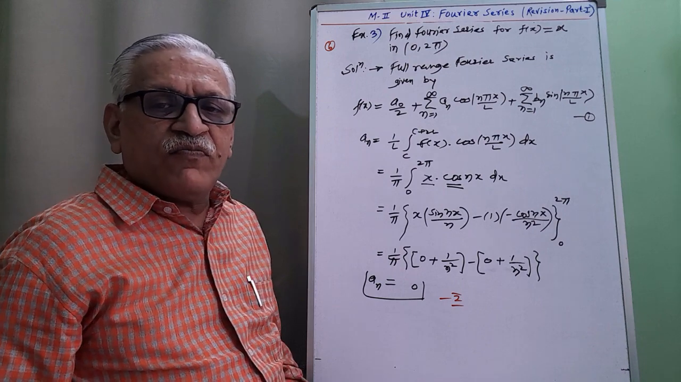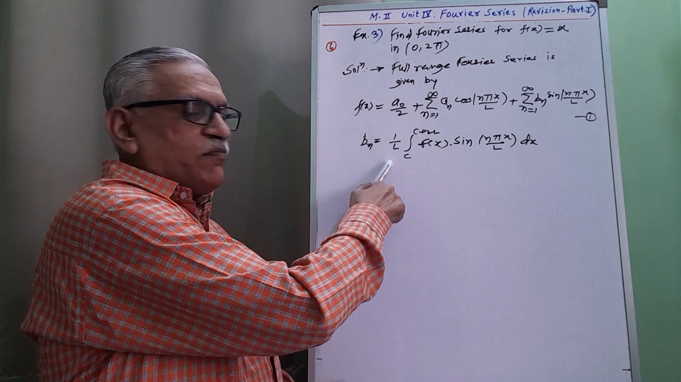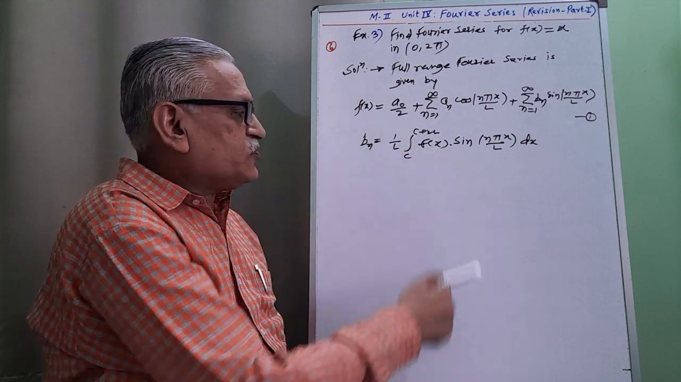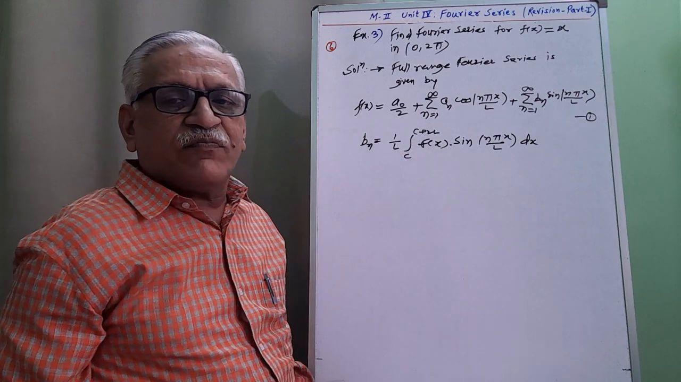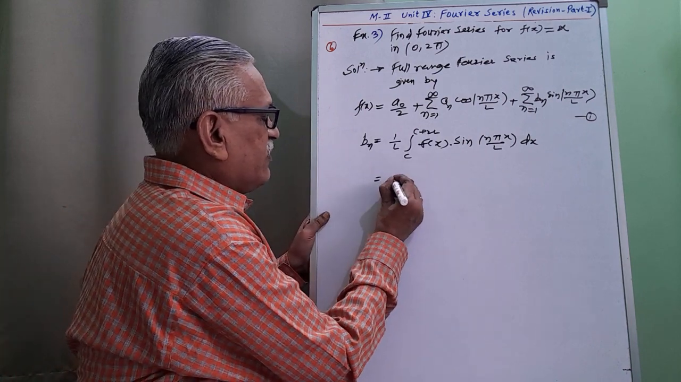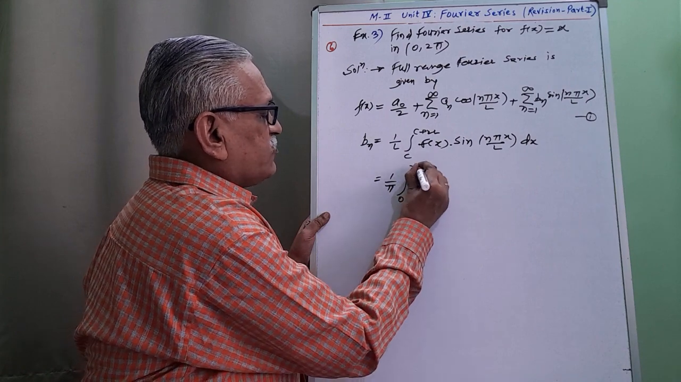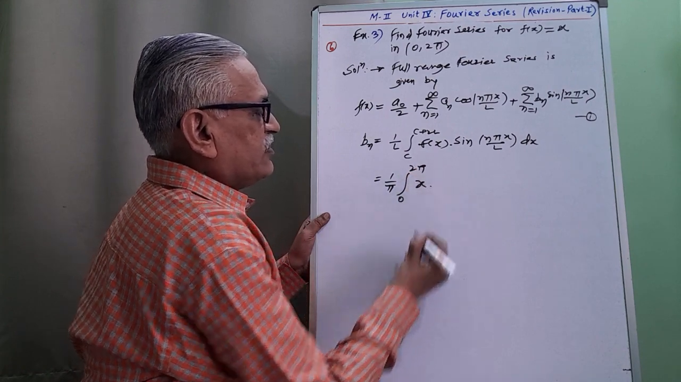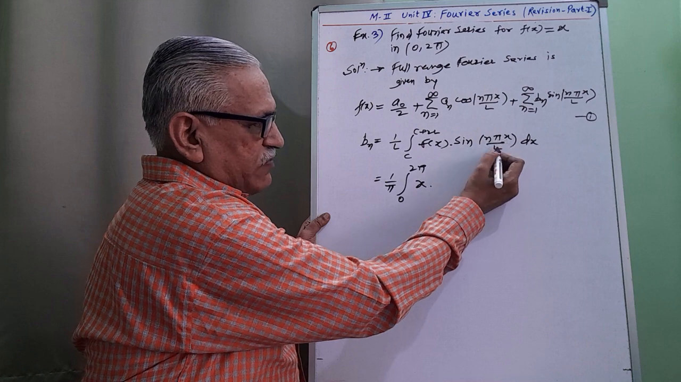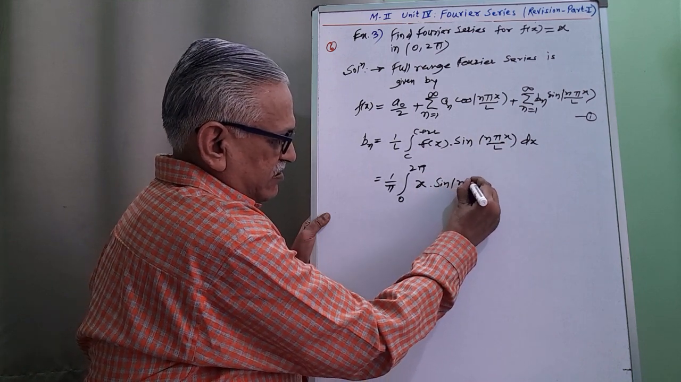Then we perform for Bn. The last coefficient Bn is given by 1 by L integration from C to C plus 2L f of x sin n pi x by L and its integration with respect to x. Substituting value L as pi, lower limit as 0, upper limit as 2 pi, f of x is x multiplied by sin n pi x by pi, pi gets cancelled, remaining term is sin nx.